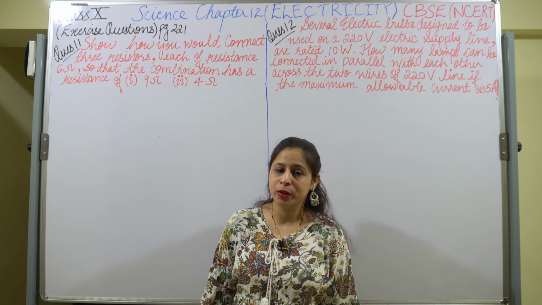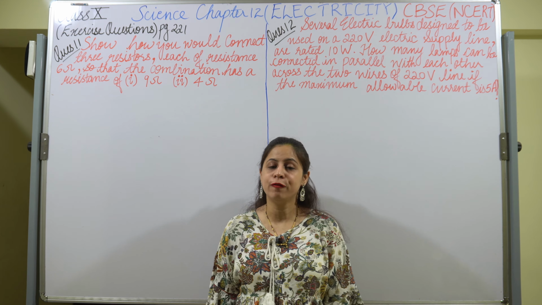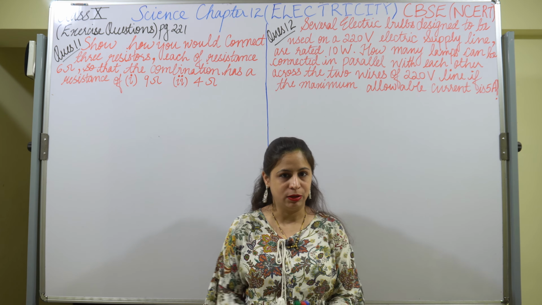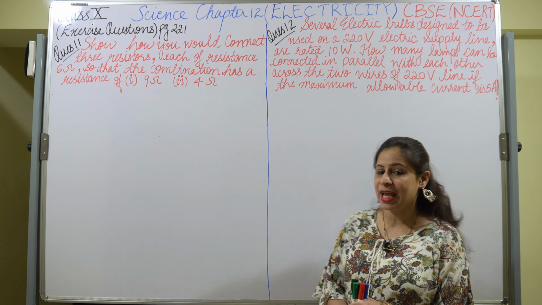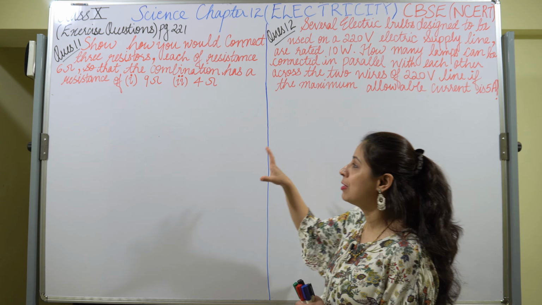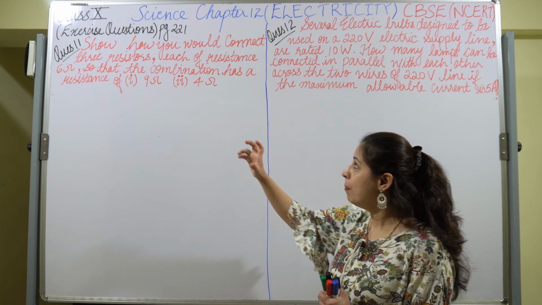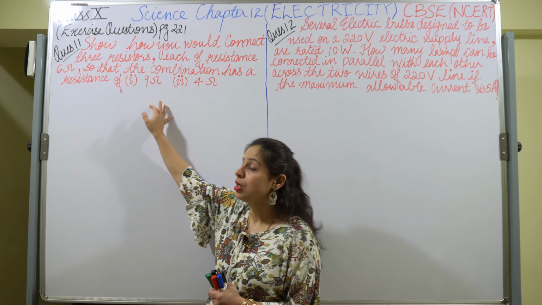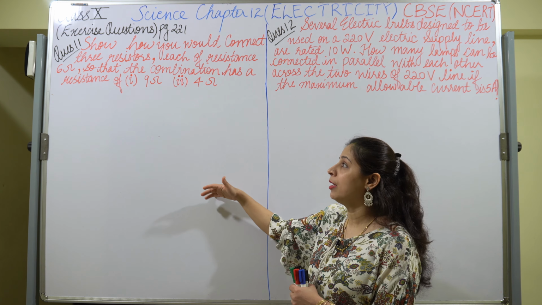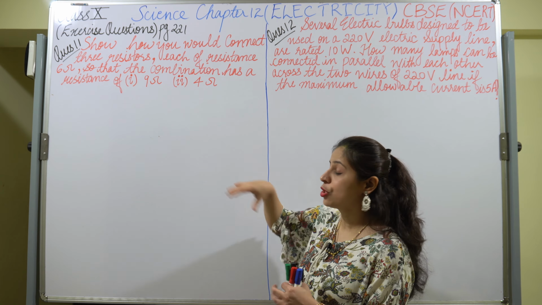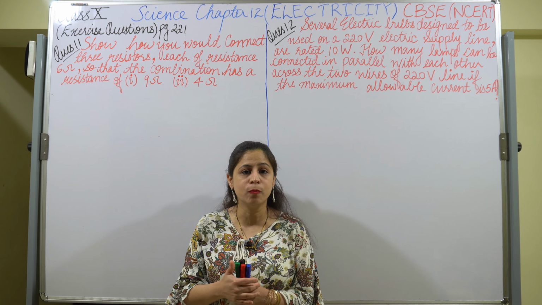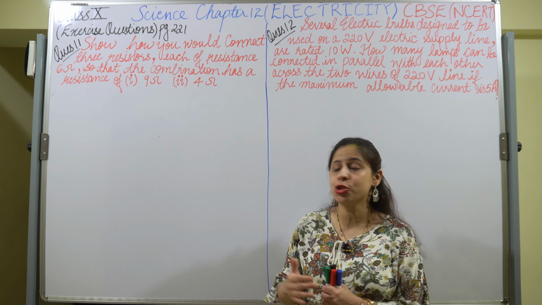So let us start with question number 11 and 12 of chapter 12, Electricity, NCERT Class 10 CBSE. Question number 11 says: show how you would connect three resistors, each of resistance 6 ohm, so that the combination has a resistance of 9 ohms, and in the second case 4 ohms. So we need to find out the combinations. How should the three resistors of 6 ohm each be connected to get 9 ohms and 4 ohms?